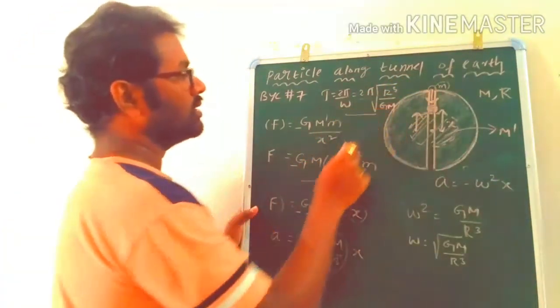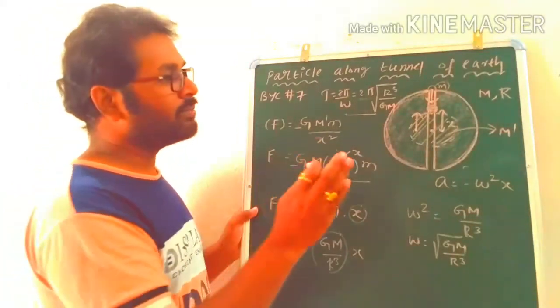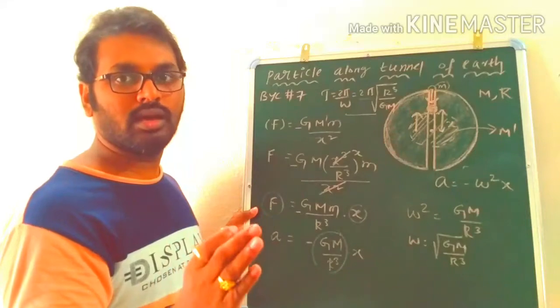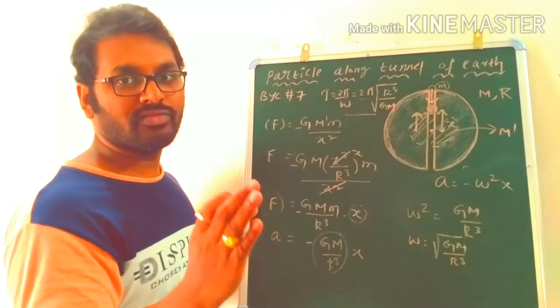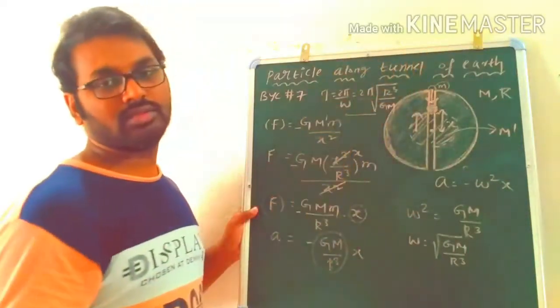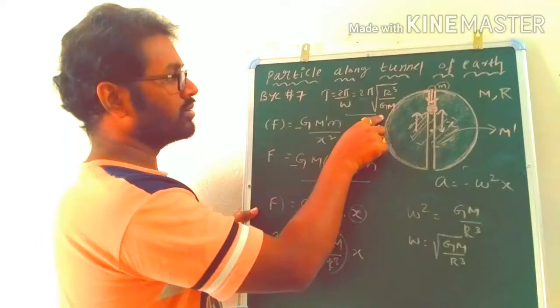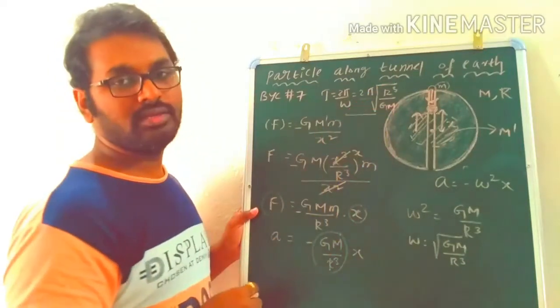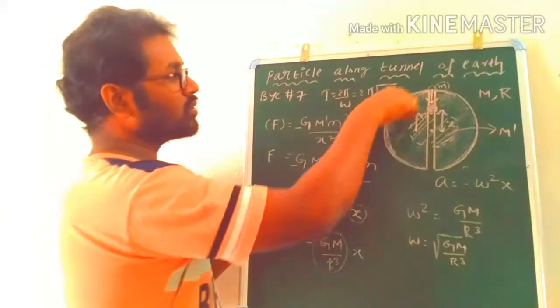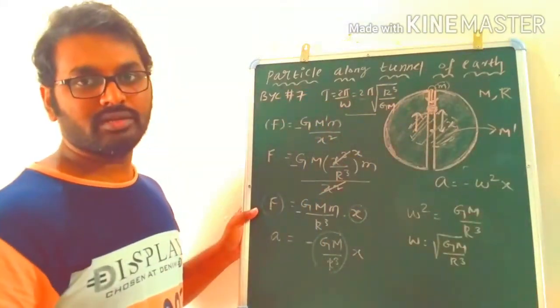So this is the time period of the particle which is performing simple harmonic motion along the tunnel of the earth. The tunnel is taken along the diameter of the earth. How much is the expression? 2 pi under root R cube divided by GM. If you place all these values related to the earth, then you get the time period.